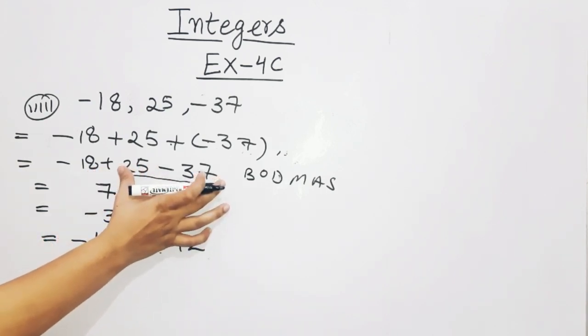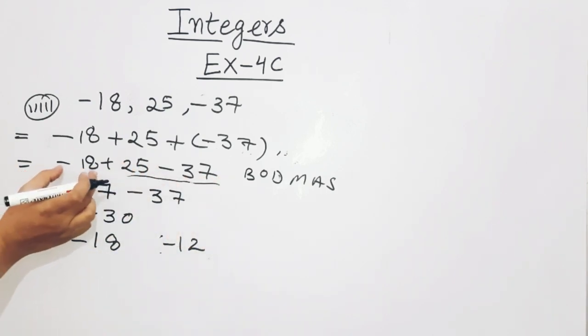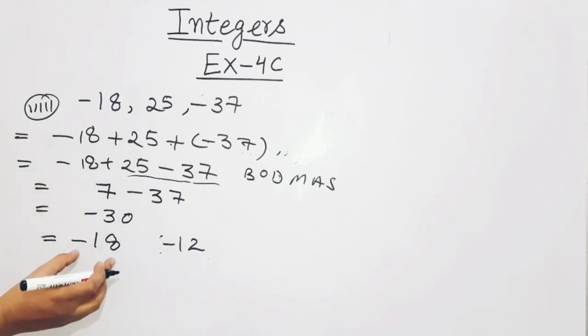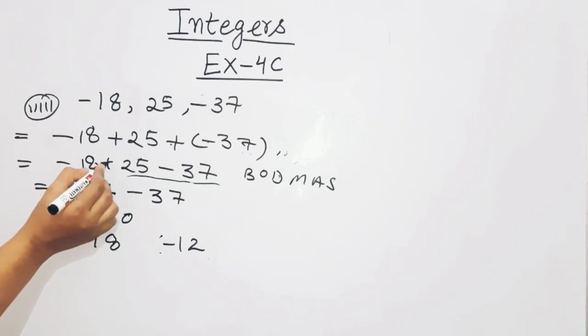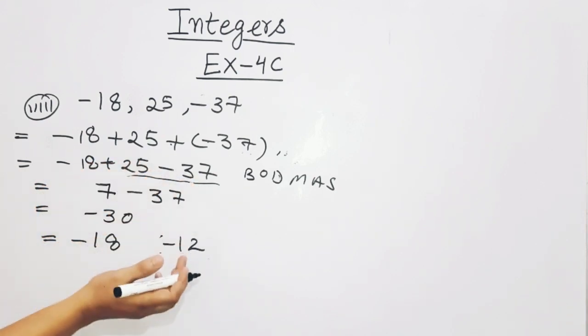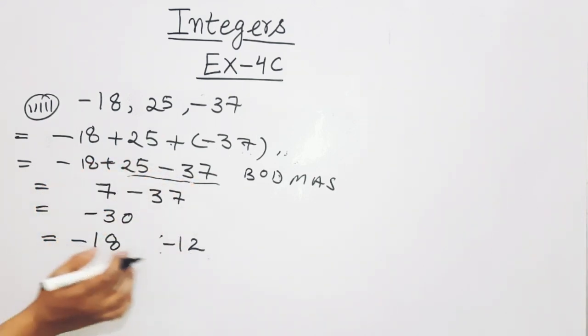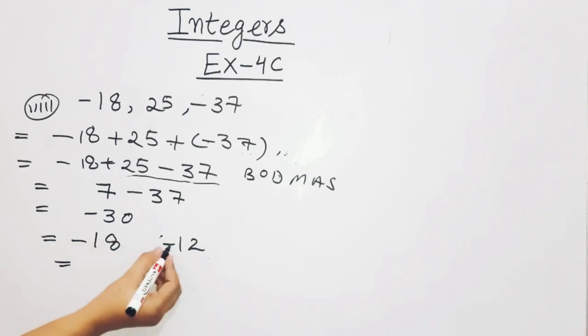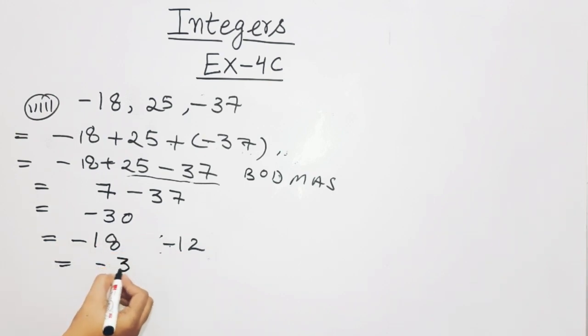I have solved this much portion. Now this portion was left, minus 18. So I have kept minus 18 like that. See, minus 18 plus, here there was a plus sign, but on solving these two, what came? Minus 12. So minus 18 minus 12, minus minus plus, and the sign will be negative.